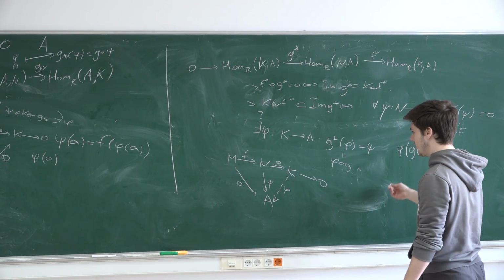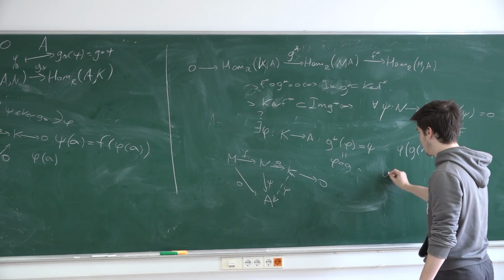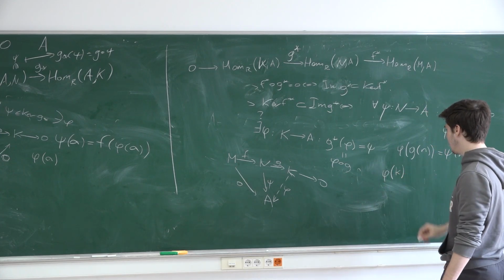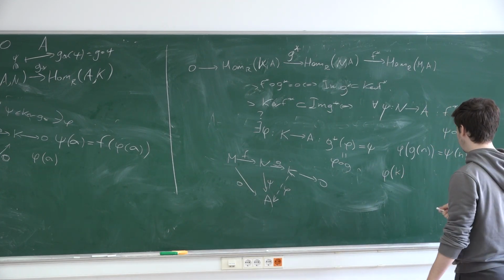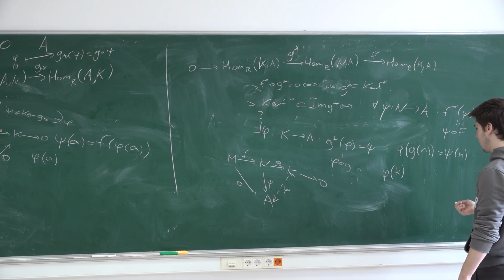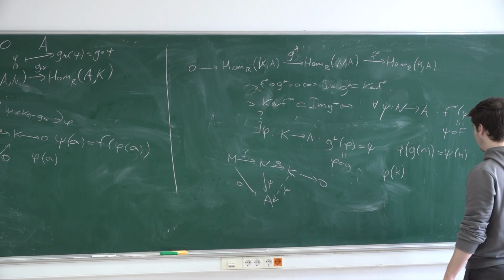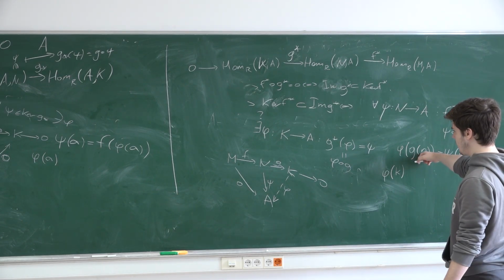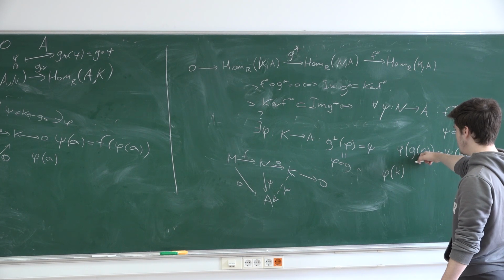So I want to define phi on some element k. You can say that this is the definition, because the elements of g of n are all elements of k, and this may be the definition of phi. And this definition is correct. Yes, you need to check that the definition does not depend on the preimage of n. Yes, you're right.